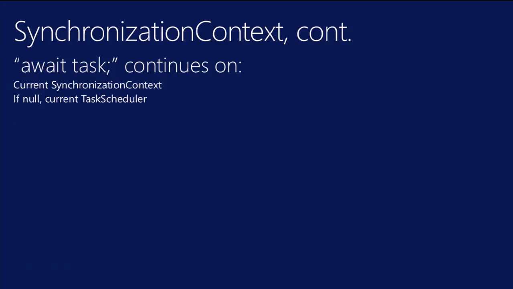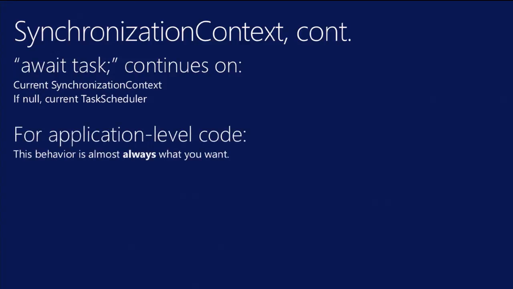So we save the sync context. Potentially, if there's no sync context, we'll save a task scheduler. That's one of those TPL constructs. We hold on to that, and then when we're done, we schedule you back into that environment, right?